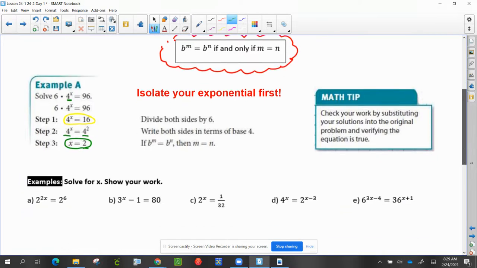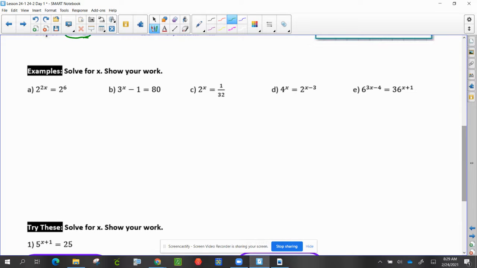So let me show what I mean on a couple of examples down here. In A, we have 2 to the 2x power is equal to 2 to the 6th power. Now, as you can see, your bases are already the same in both of these: 2 to some power, 2 to some power. So according to our property, if our bases are equal, we can set our exponents equal to each other. So we drop the bases and just bring down your powers. 2x is equal to 6. Now, this is pretty easy to solve after that. We would just have to divide by 2 and get that x is 3.